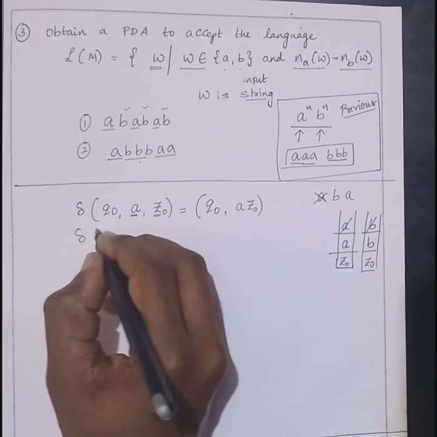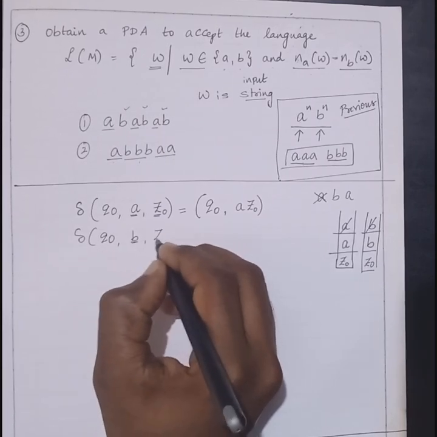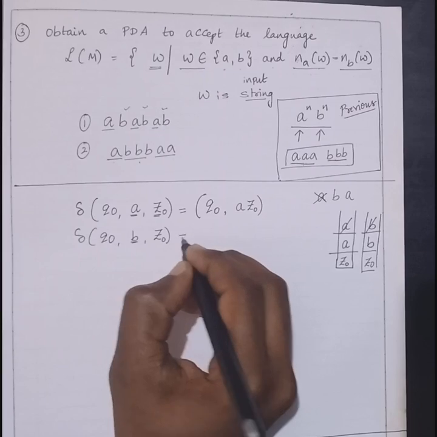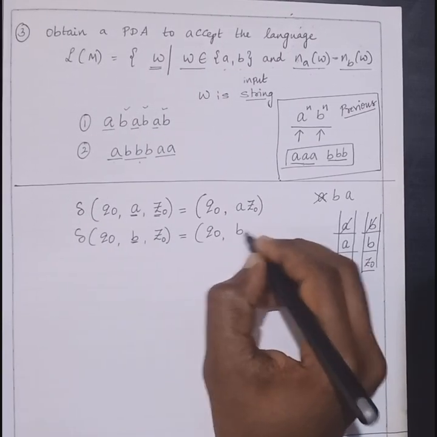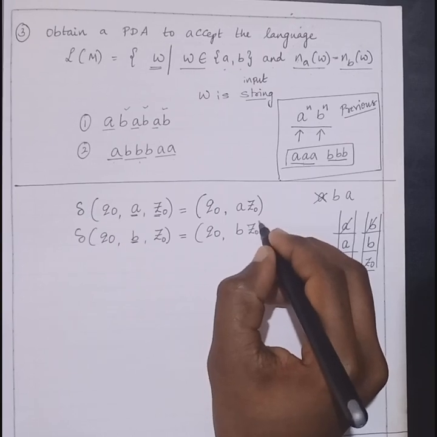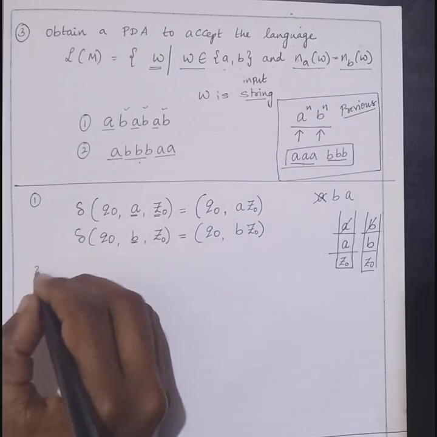Same way for the second case also, it is q naught and we have b as input, and the top of the stack is z naught. Then also we'll stay in the same state and we'll push the b onto the z naught, the top of the stack. Okay, so this is the first case. Now we'll do the second case.